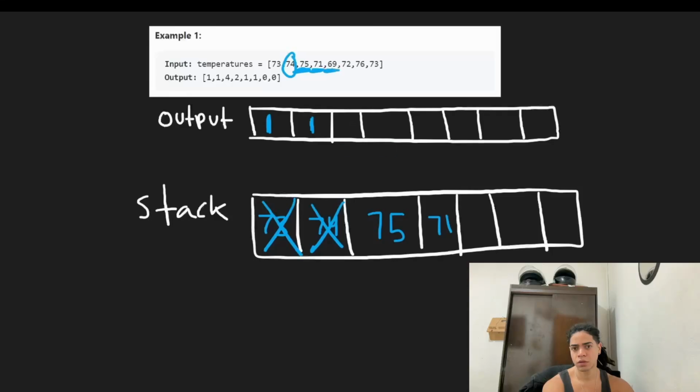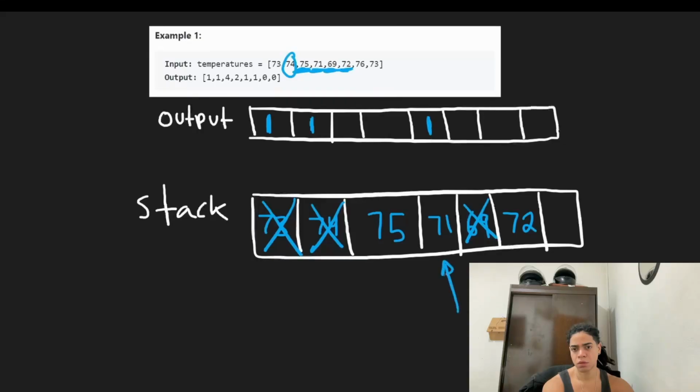Again, we get a smaller value, 69, so we add it to the stack. We can't pop any of these. 69 is not greater than either of these. Next we get a 72, right? 72 is greater than 69, right? So we pop 69. What was the difference between the indices? It was 1, so in the corresponding output position for 69, we're going to say, okay, there was an index difference of 1.